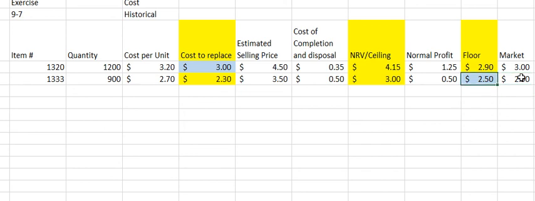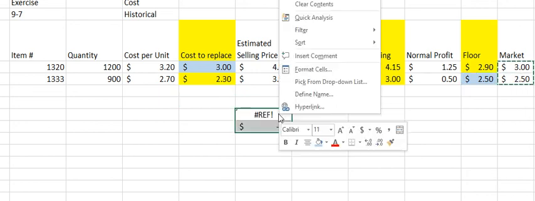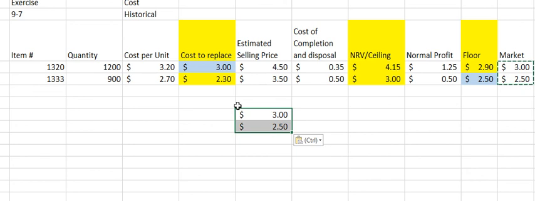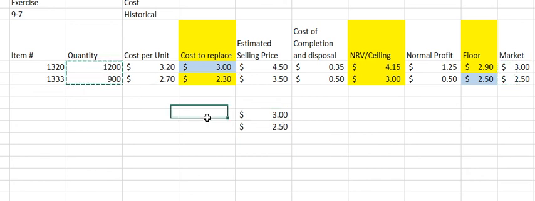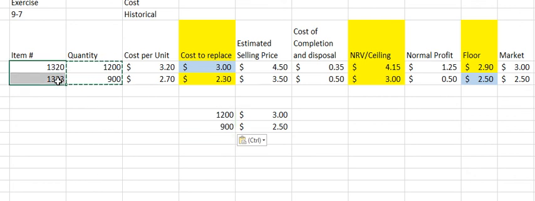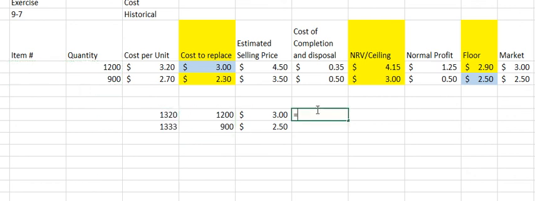But this question is asking for the ending inventory amount. Since I can't really scroll over for this video, sorry, let me paste those. These were the values because they were lower than the historical cost. This was the quantity given for this item, just so we can see it all in one screen. And so we'll multiply those together to get our ending inventory value.